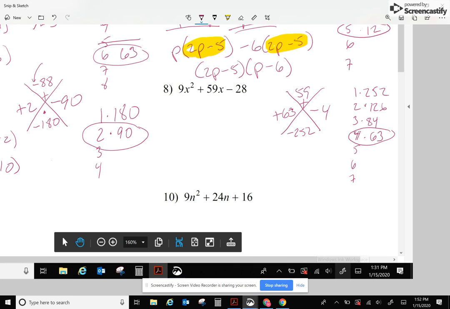For the purpose of our work on these lessons, my factors will always eventually work. So I'm just going to go 9x squared plus 63x minus 4x minus 28. Looking at the first two, I'm going to divide each by 9x. That gives me x plus 7. Looking at the last two, let me divide each by a negative 4. That gives me x plus 7. So my factors in this case are x plus 7 and 9x minus 4.